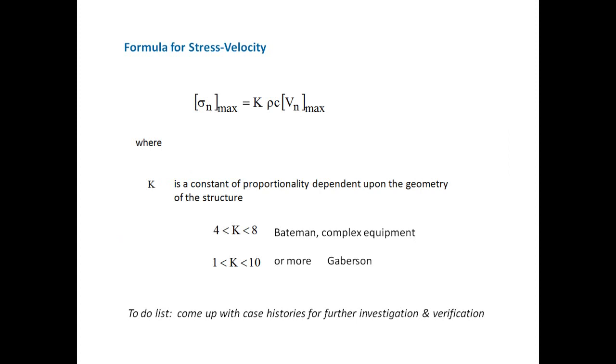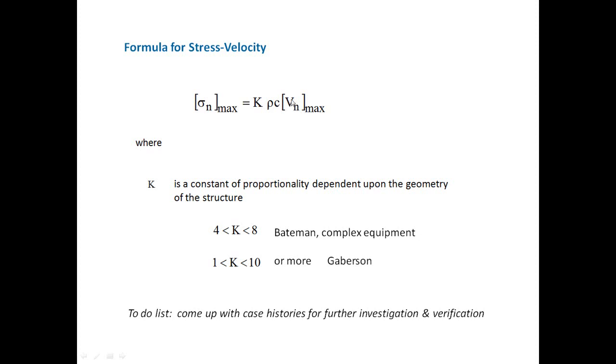So we can generalize this into a formula here where we have the maximum stress for mode n, where the sub n refers to the mode number, is equal to K. Now K is a constant of proportionality. We'll talk about that shortly. Then rho c. By the way, rho c I think has some other names. I think it's sometimes called the specific impedance or the acoustic impedance, and you can fact check me on that. And then we have the maximum modal velocity V sub n.